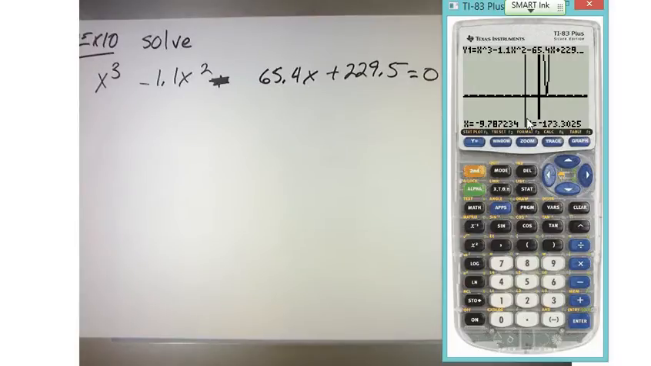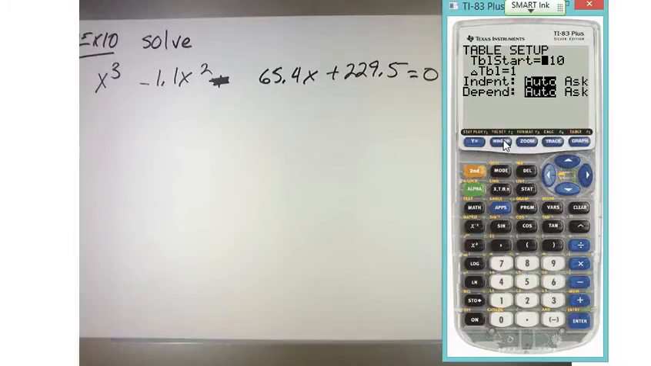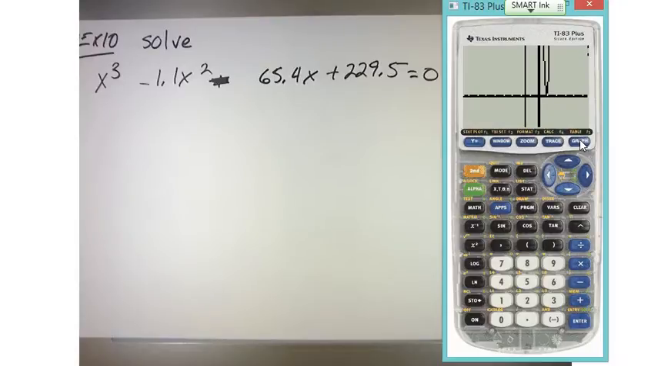So one thing that you could do is, how do I get in close right here if I didn't know the answer was -9? Well, what I'd have to do is hit second table set. Notice that I'm counting by ones. So I'd have to come in here and change this to 0.1. Now when I graph, if I hit trace, I get a little closer. Well, actually, no, I don't.